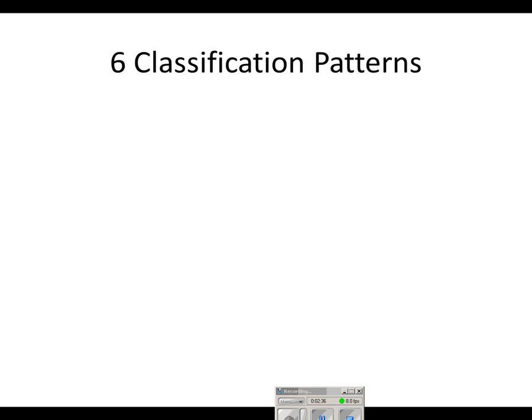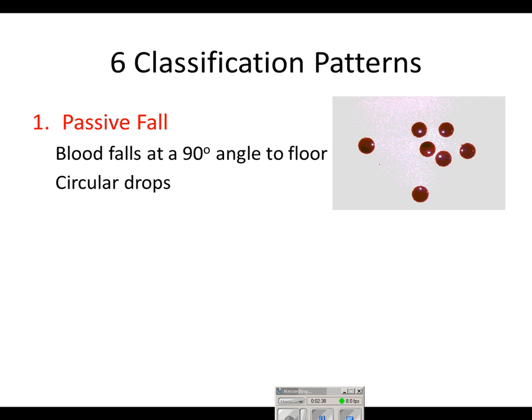So let's look at those six classification patterns. The first is a passive fall, and this happens when blood falls at a 90-degree angle to the floor, and you get these circular drops. Depending on the surface, you'll have either really round drops or spikes at the end. If we look over here, we see some droplets that come out, and you see that these aren't perfectly round circles, but have little spikes. That would be a satellite. So these outside droplets are satellites.